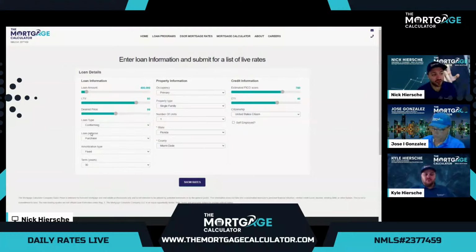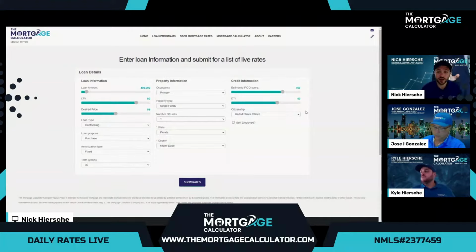All of the rest of our scenario will be set pretty standard. We're going to do a purchase. We're going to do a fixed rate 30-year. And for our first scenario, we'll do a primary occupancy for a regular single family home, 1 unit, and it'll be in Miami-Dade since that's where our office is based. All of our scenarios here will use a 760 FICO for all of our little estimators and a 40 DTI, debt to income ratio.